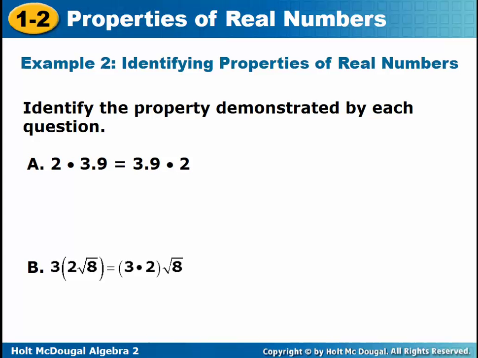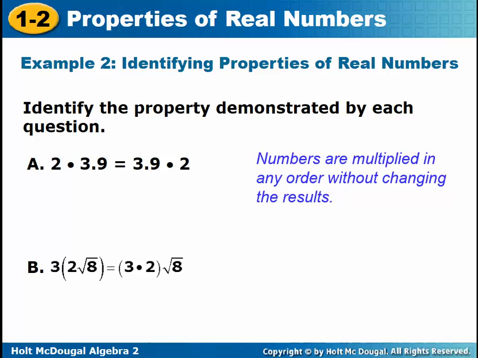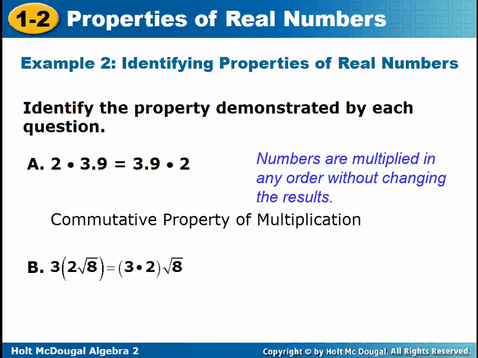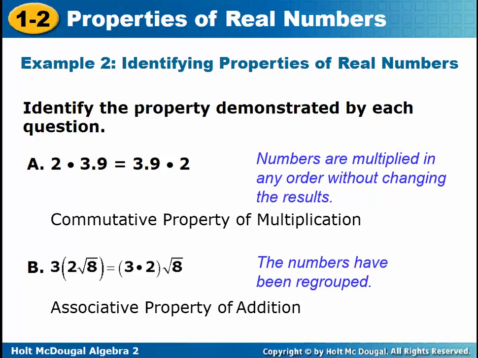So letter A, they changed the order. So that is the commutative property. In B, they didn't change the order. It's still 3, 2, and square root of 8, but they changed the grouping, which is the associative property.